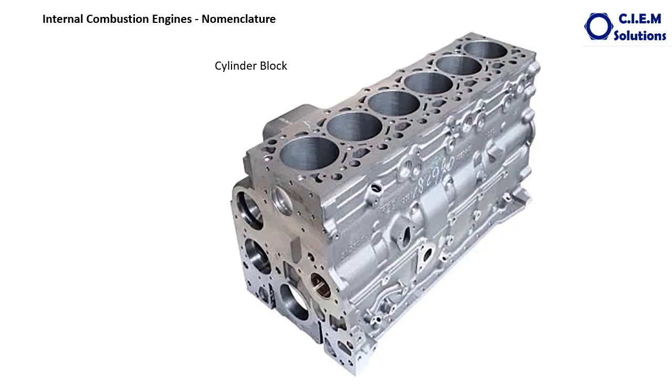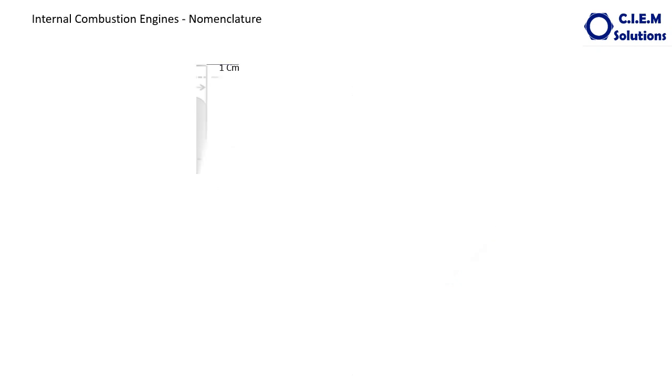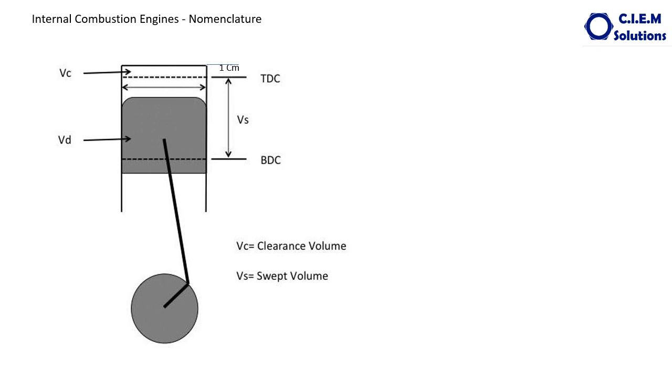The figure what I have shown here is the 6-cylinder inline cylinder block. These are the cylinders 1, 2, 3, 4, 5, 6. Let us see about the cylinders nomenclature. What is the swept volume, what is the clearance volume, what is the compression ratio, etc. Let us see in this video. This line diagram represents a single cylinder out of 6.